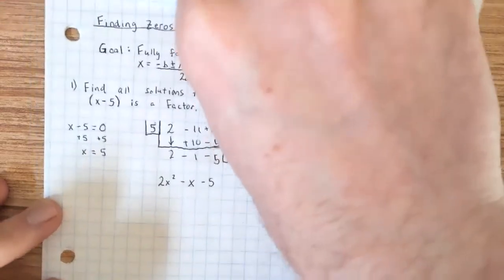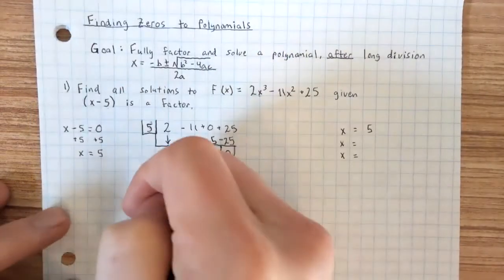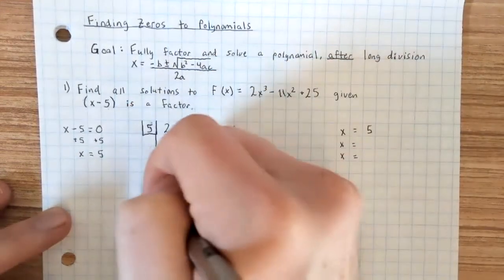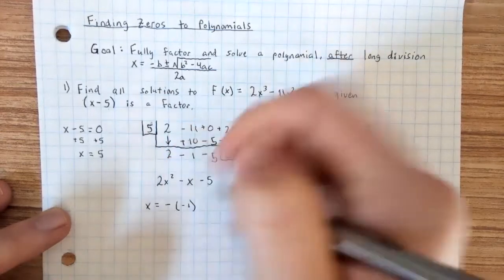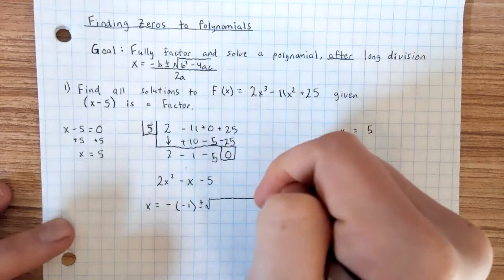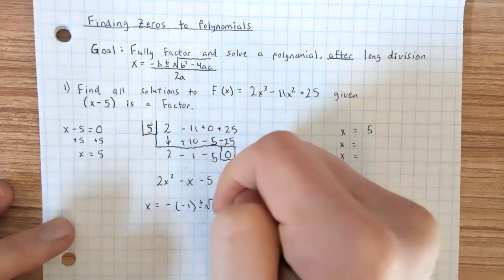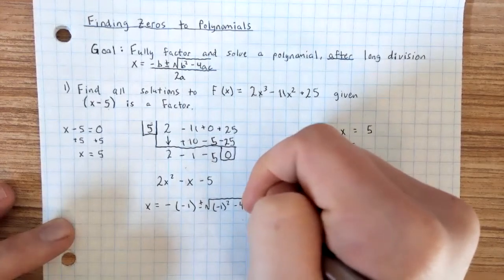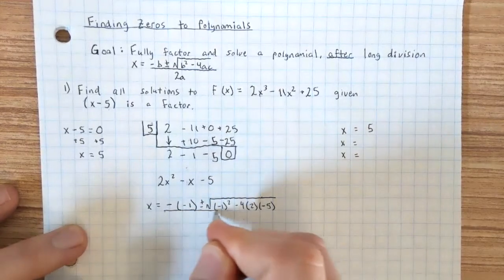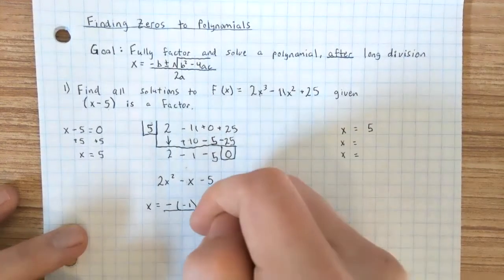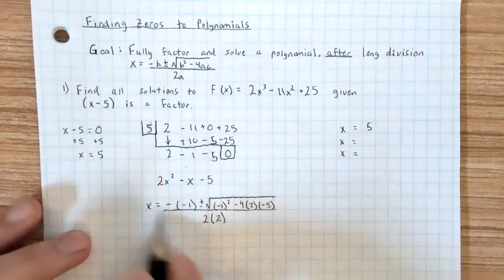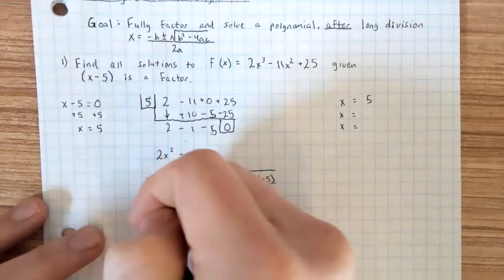So x equals negative negative 1, because that's my b value, plus or minus the square root of b squared minus 4 times a times c. All of that will be divided by 2 times a. The value of a is 2. It's the first value in our quadratic. To get the solutions then, we just need to work on simplifying this.